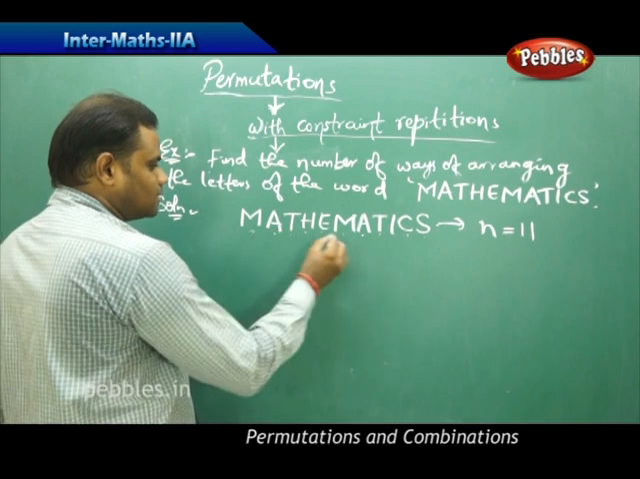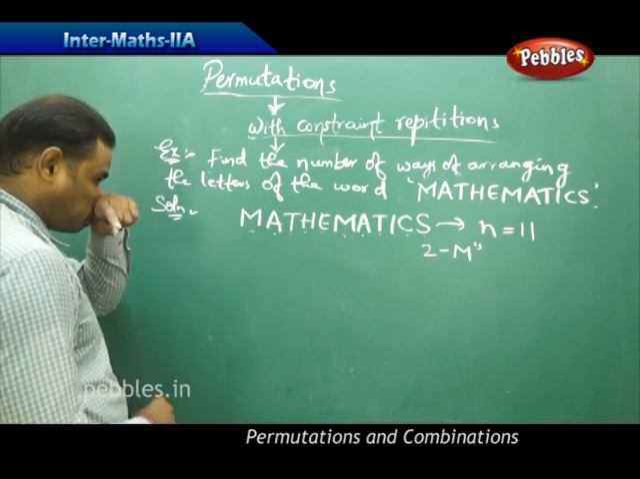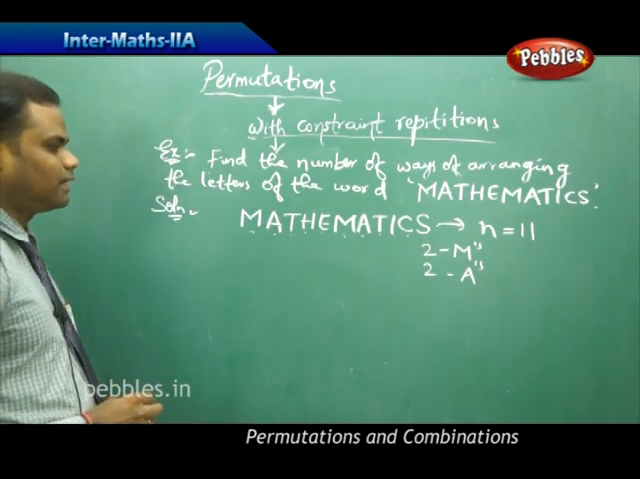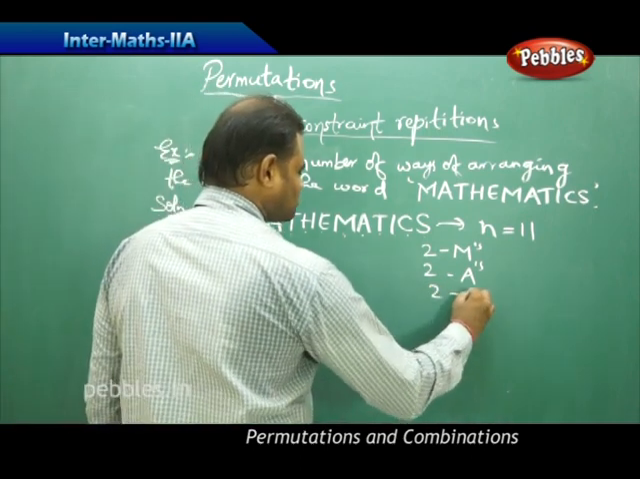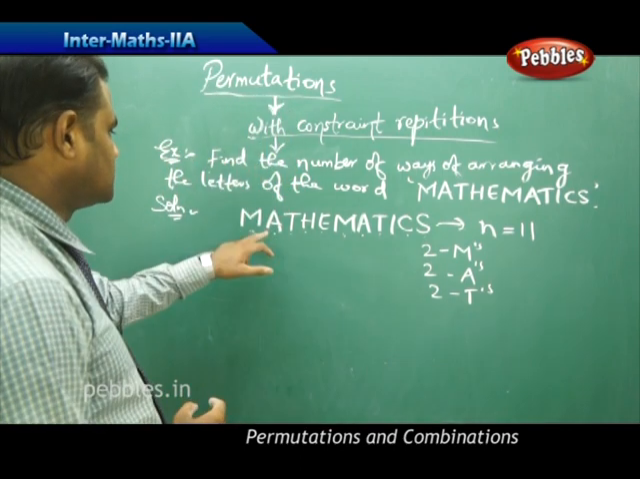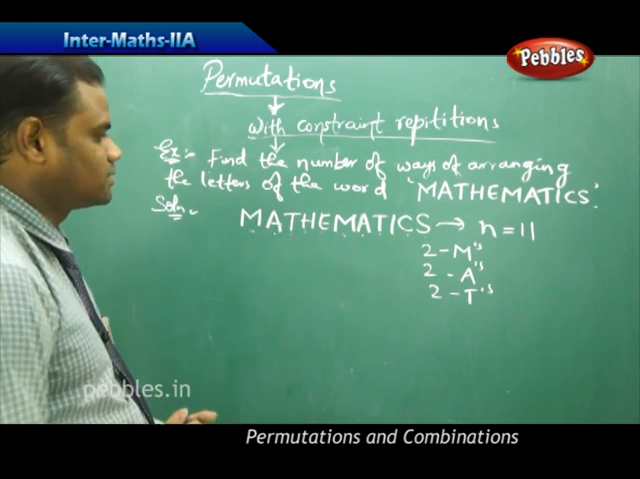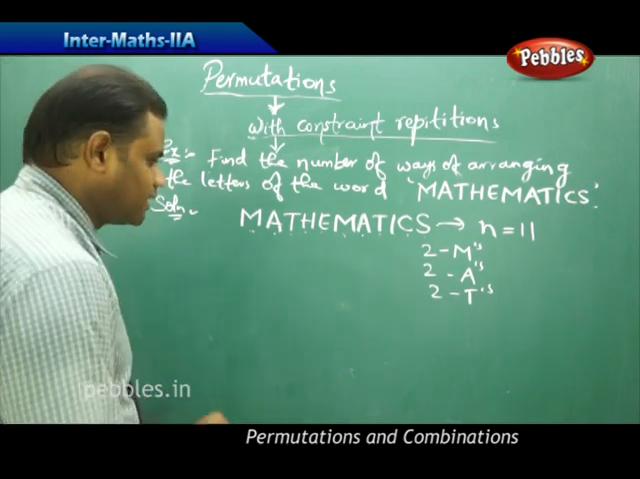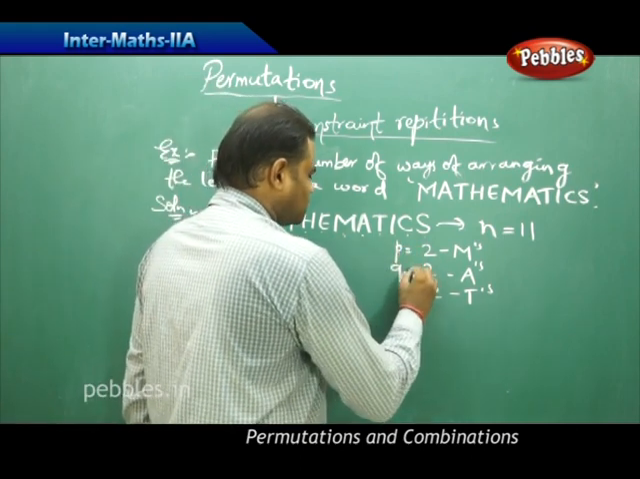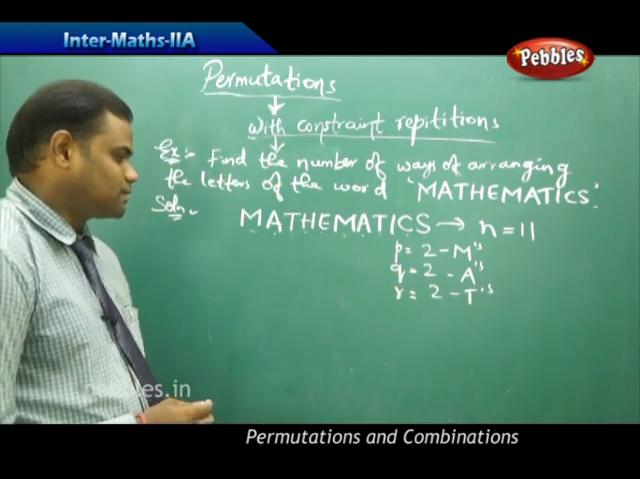Now as I clearly see here, there are 2 M's which are alike, and similarly I see that there are 2 A's which are alike, and there are 2 T's which are alike, and there is nothing else which is alike. Mathematics. 2 T's, 2 M's and 2 A's which are alike. Now in this case, these are all the like terms where this is P, this is Q, and this is R, which we have already discussed as the formula in the previous session.